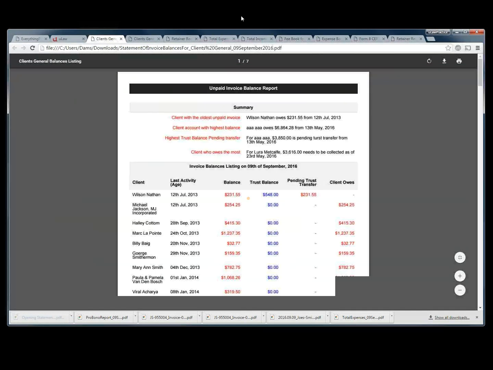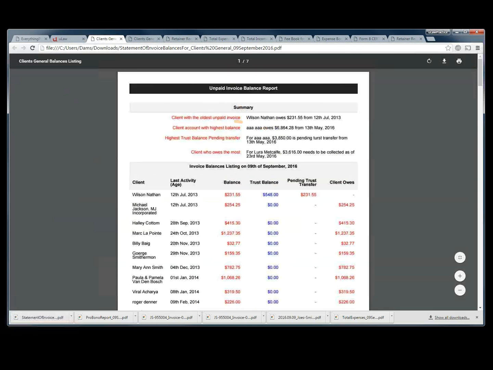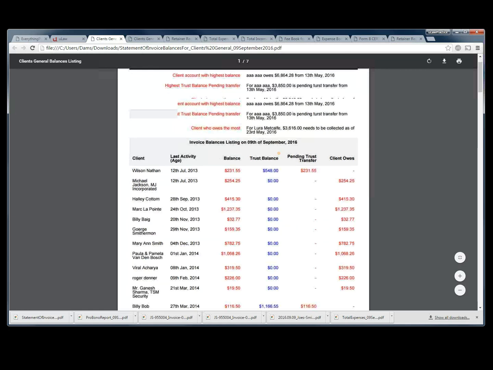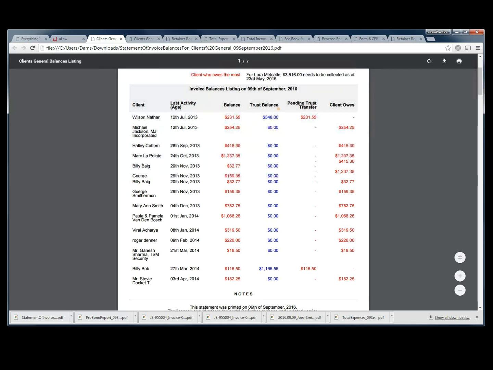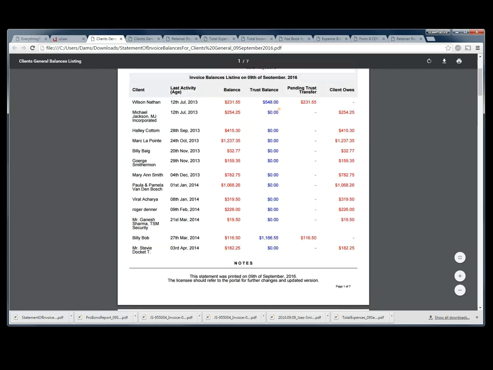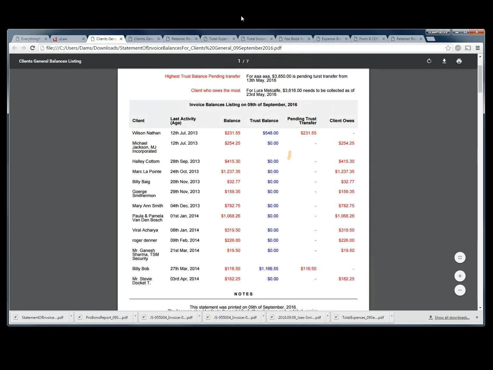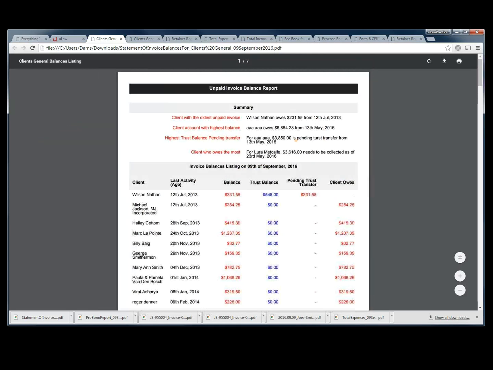For example, Nathan Wilson is the oldest client, and he hasn't paid me since 2013. Do I even want to keep that client active? Should I close that matter? Write it off? Very key information. The one with the highest balance, the client who owes me the most, Laura Metcalf, owes me this much from May 2016. Should I take the phone and make a phone call to get paid? So reports like this are very important.